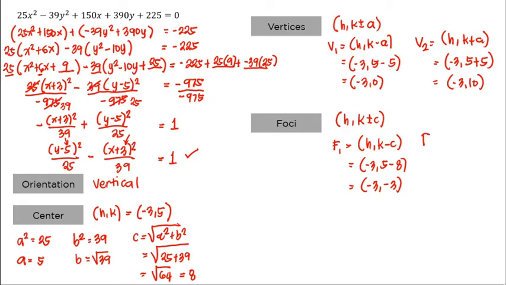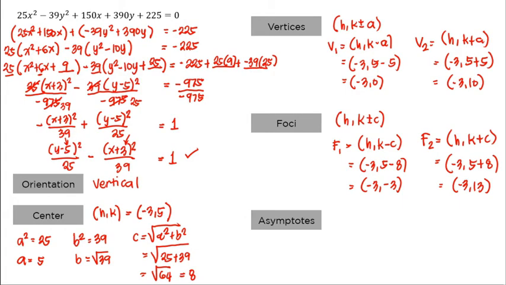For F2, we have (h, k plus c). So this will be (negative 3, 5 plus 8). So that will be (negative 3, 13). So we now have the foci.